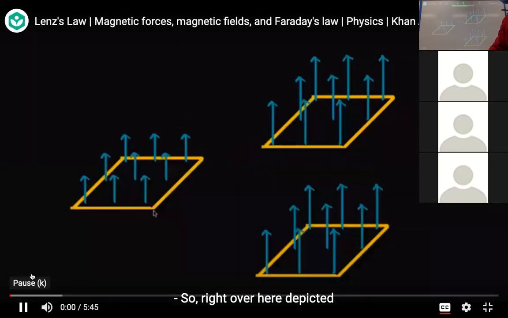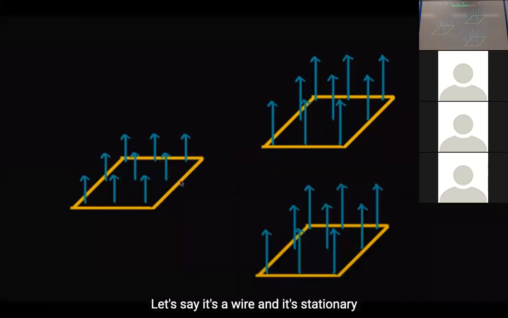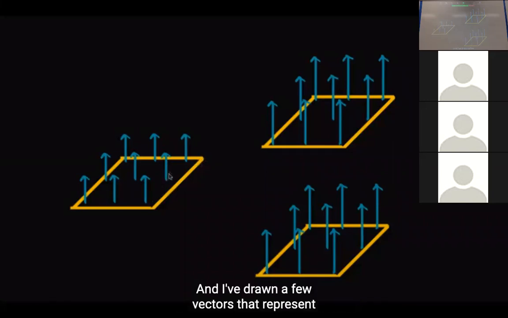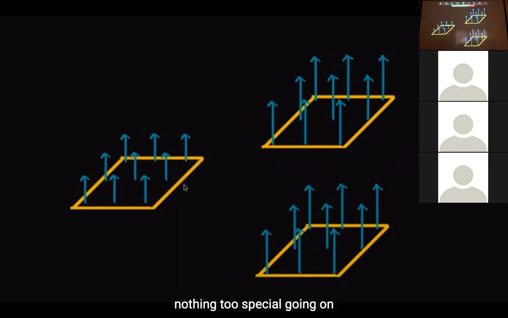Right over here, you did a square loop of wire, stationary and sitting in a magnet. And I've drawn a few vectors that represent the magnetic field, at least on the surface that is defined or contoured by the wire, where the magnetic field runs. We just have this scenario, nothing too special going on, but it becomes interesting if I were to actually change the flux going through the surface.